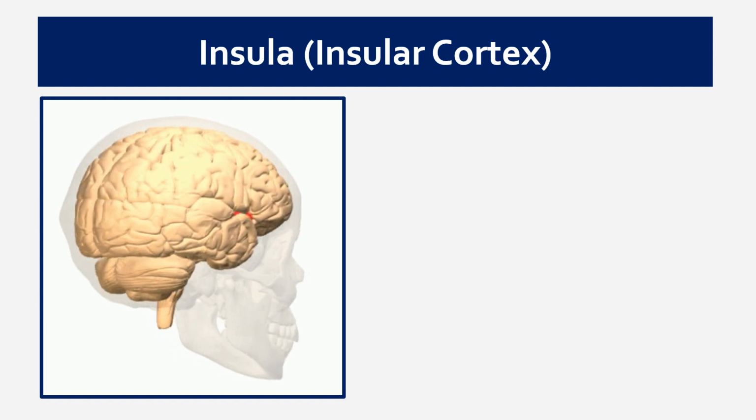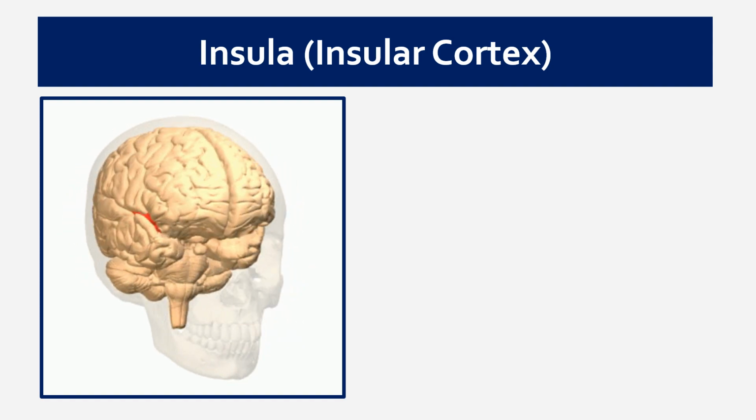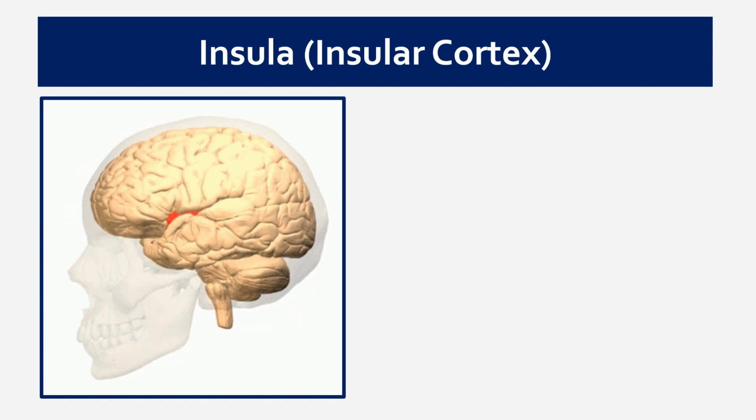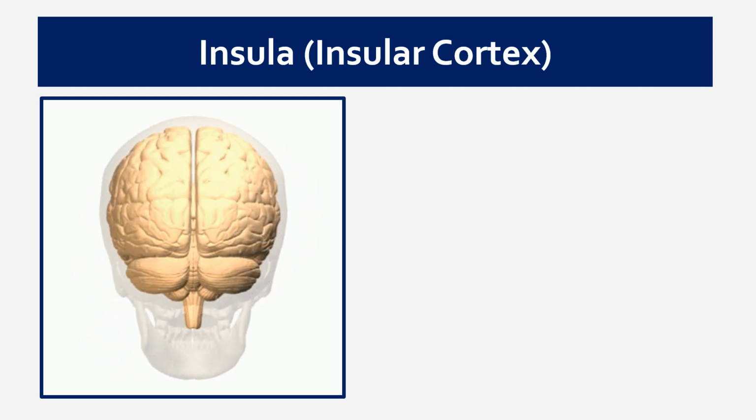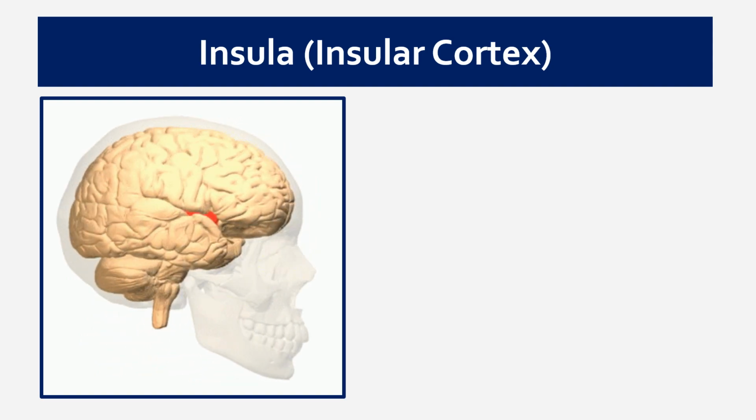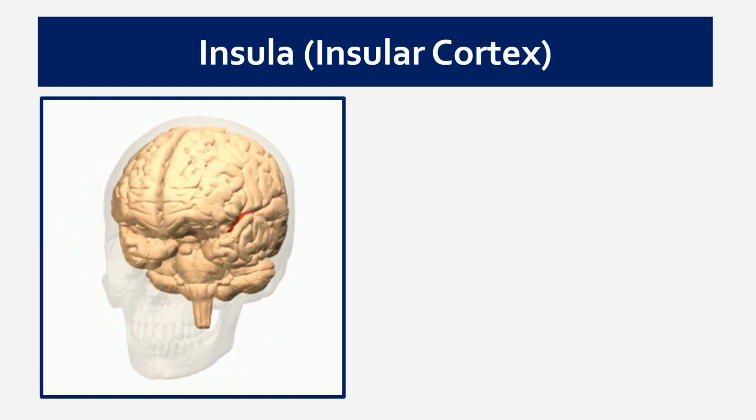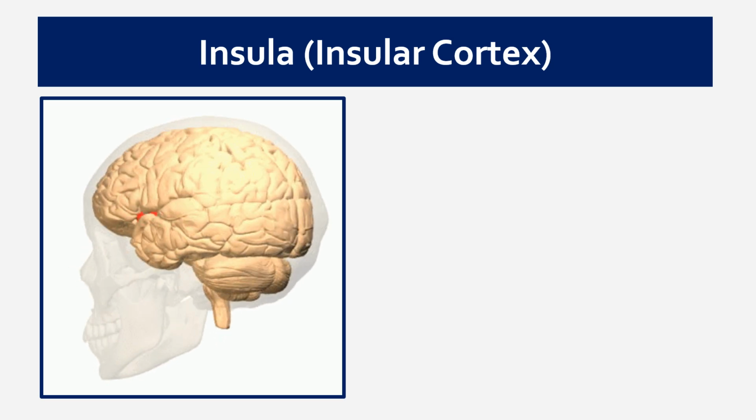Again, I'll pause a second. The insular cortex is actually quite a large cortical area because it's folded into the lateral sulcus. It's very difficult to see on the outer surface of the brain.